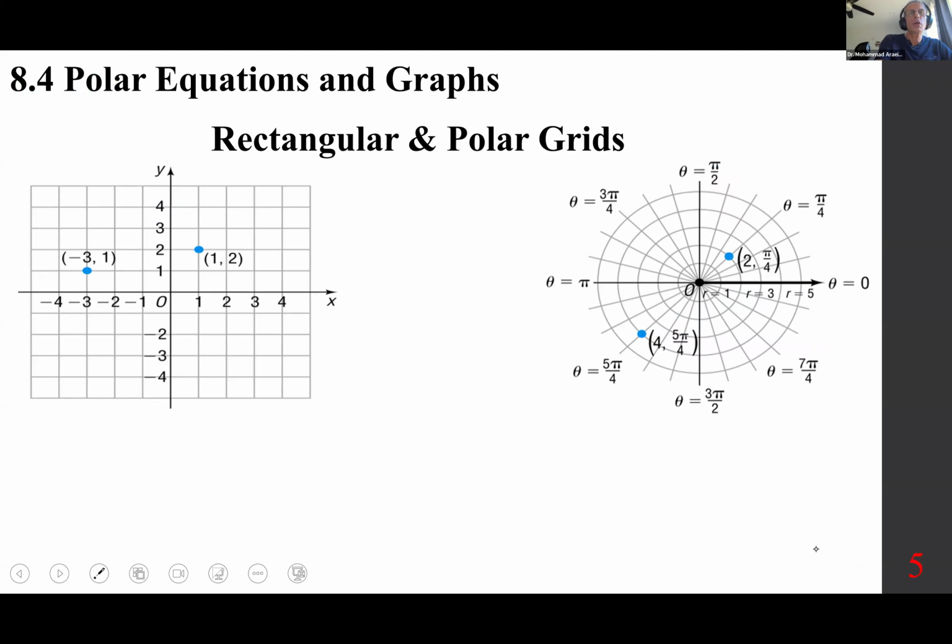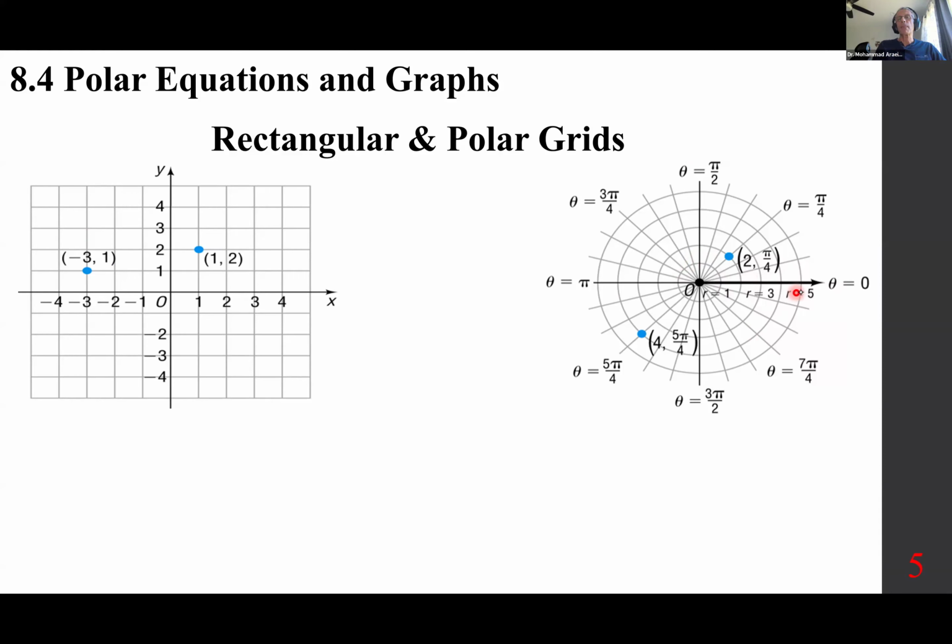Now, polar equations and graphs, rectangular and polar grid. If you look at the rectangular grid, it's obvious you have x and y axes. So for example, 1 comma 2 is 1 to the right, 2 up. Negative 3 comma 1 means 3 to the left, 1 up. You can locate that. When it comes to a polar grid, you really have concentric circles, with radius 1, 2, 3, and so on and so forth.